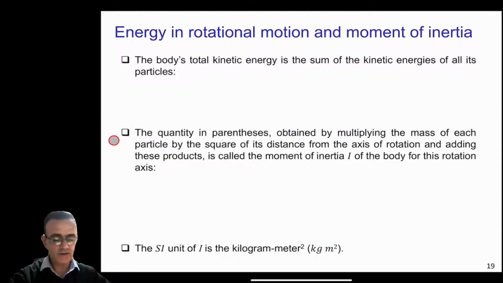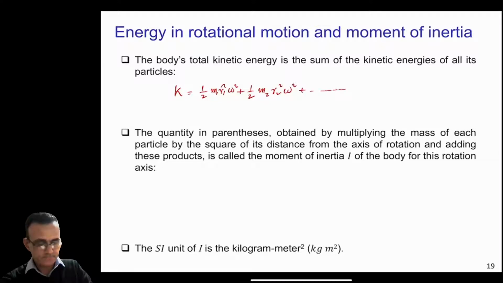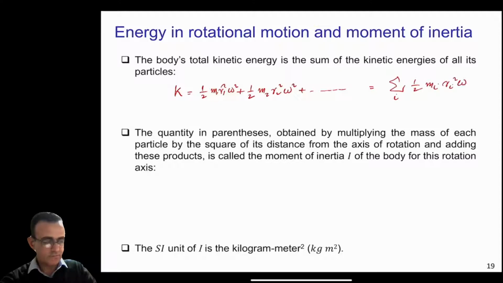But now we are interested in finding the kinetic energy of the whole body. The body's total kinetic energy is the sum of the kinetic energy of all its particles. So the kinetic energy will become equal to half m1 r1 square omega square, plus another particle, m2 r2 square omega square, and so on. This means that we can just sum over all the particles: the sum of half mi ri square omega square.